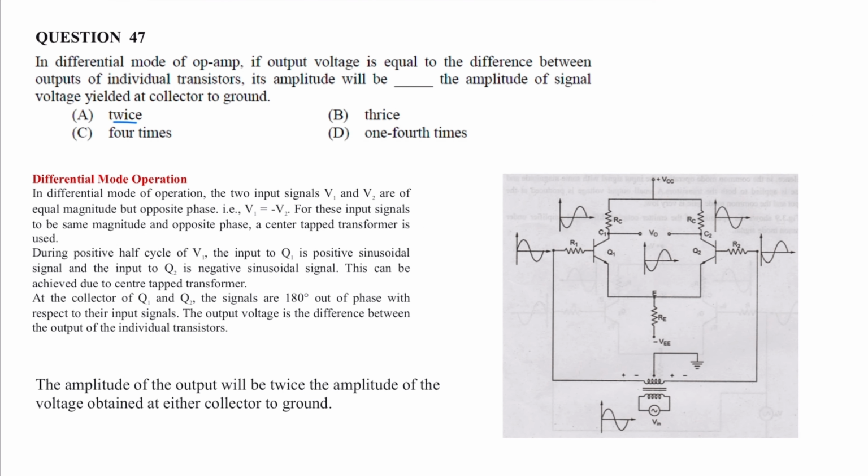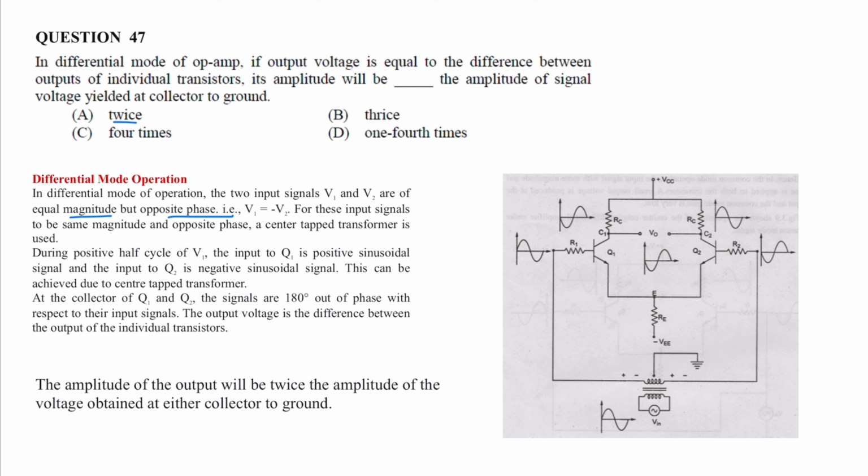two input signals V1 and V2 are of equal magnitude and opposite phases. Here, this is one input signal. Here, it is a phase shifted signal, and this is the output signal. The amplitude of output voltage will be twice the amplitude of voltage obtained at either collector to ground. So correct option is A.